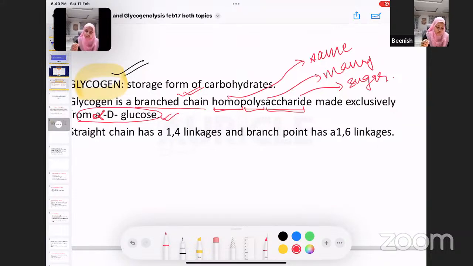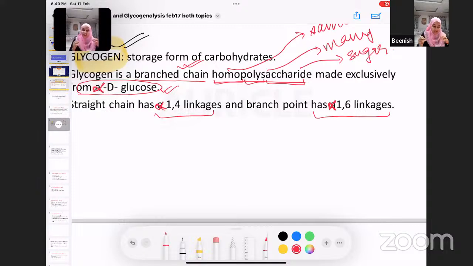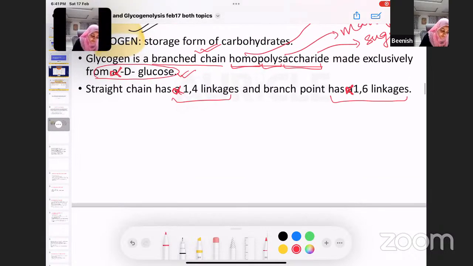Now the straight chains of a glycogen have alpha everywhere. Where I had written alpha, somehow the PDF has changed it into A. I don't know why, so just assume that it's alpha. Straight chain has alpha 1,4 linkages and branch points have alpha 1,6 linkages. Although nobody's ever going to ask you about these structures, for your understanding, just so that you're not stuck, I'll briefly explain what all these terms are. What is alpha D glucose?